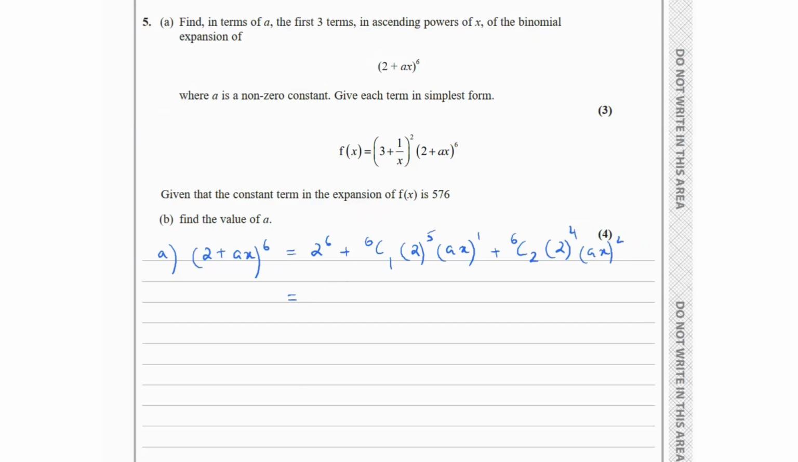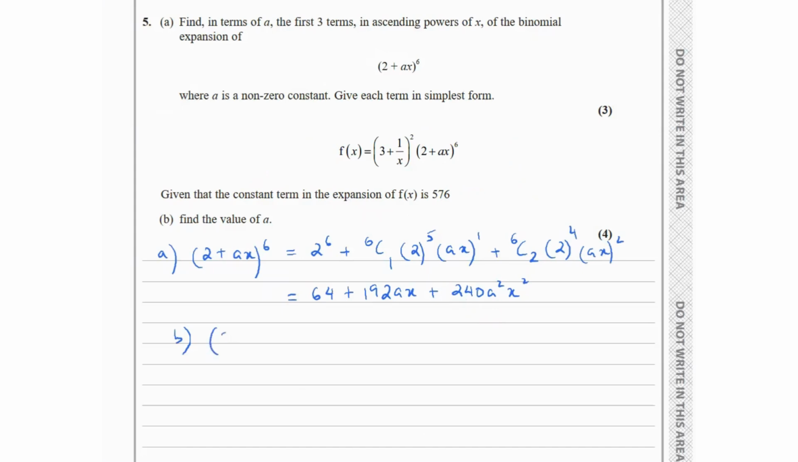So that's going to be 64 plus 192ax plus 240a squared x squared. These are your first three terms. Then it says that f of x equals (3 plus 1 over x) whole squared times (2 plus ax) to the power of 6. Given that the constant term in the expansion of f of x is 576, we have to find the value of a. So we're multiplying both the brackets, and I'm just going to stick to the first three terms.